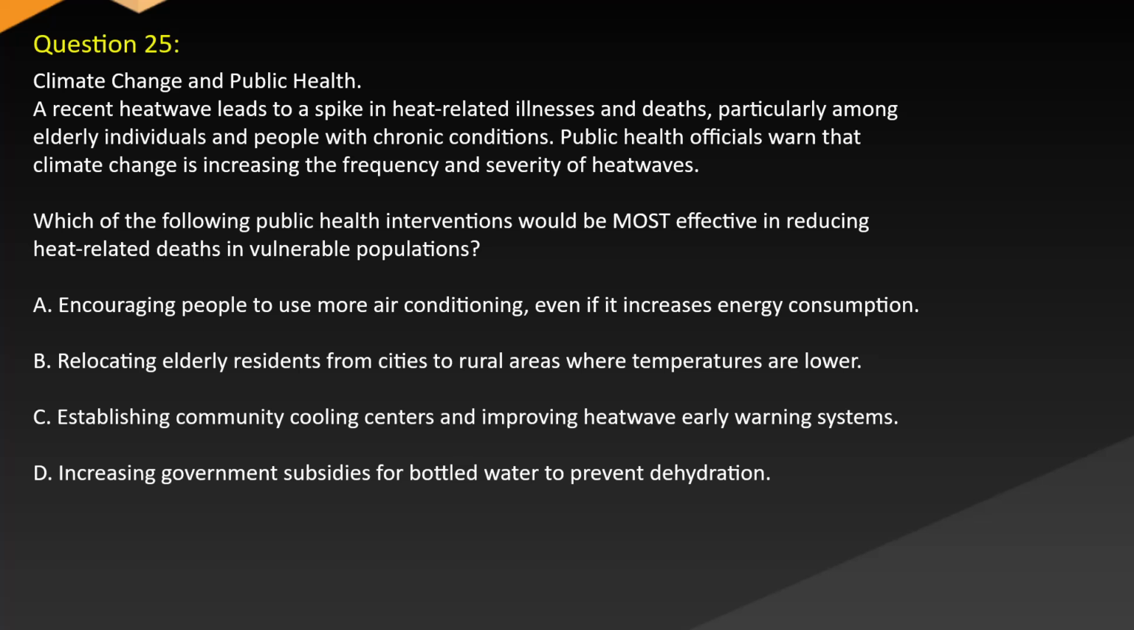A. Encouraging people to use more air conditioning even if it increases energy consumption. B. Relocating elderly residents from cities to rural areas where temperatures are lower. C. Establishing community cooling centers and improving heat wave early warning systems. D. Increasing government subsidies for bottled water to prevent dehydration.